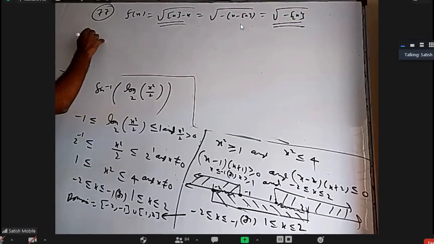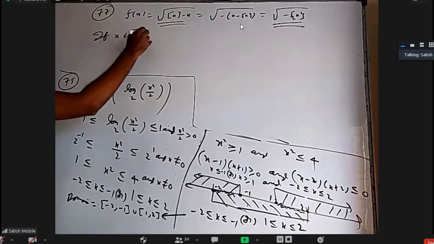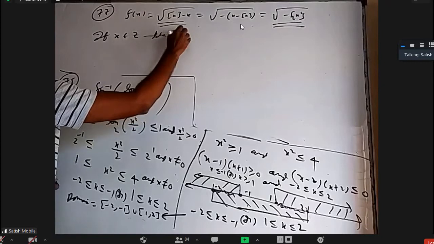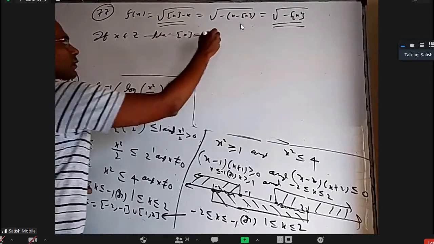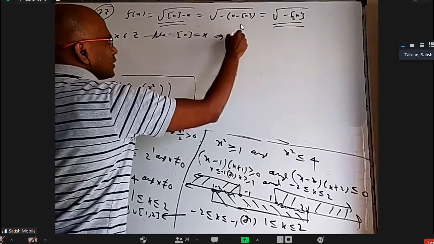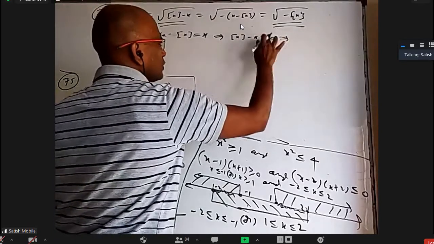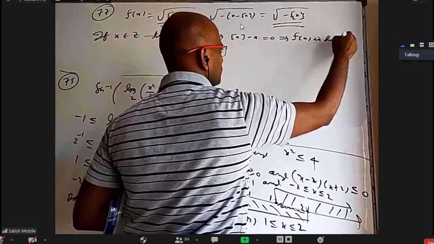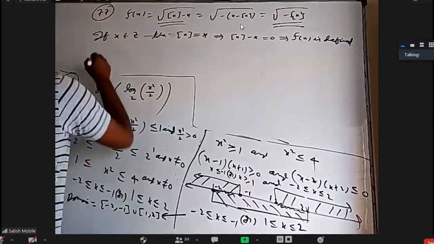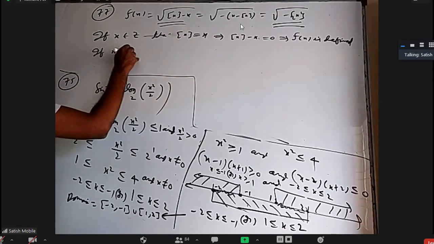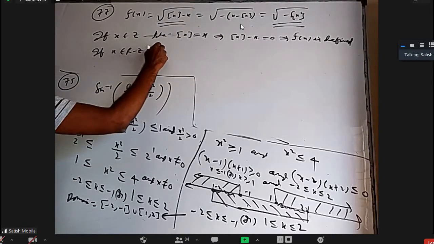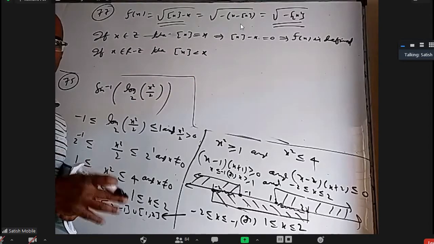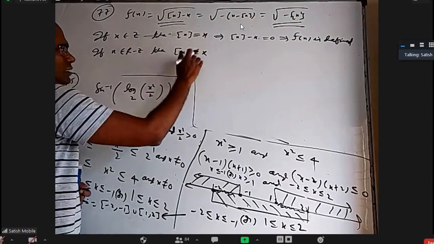Let us take two cases. If x belongs to Z, integers, then integer part of x is equal to x, which implies integer part of x minus x equals 0. So f of x is defined for this. But if x is a real number but not an integer, then we know integer part of x is less than x. That's the very definition: integer part of x is less than or equal to x. Equal to x and less than x are separate.